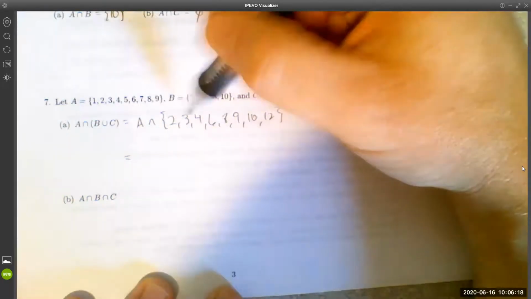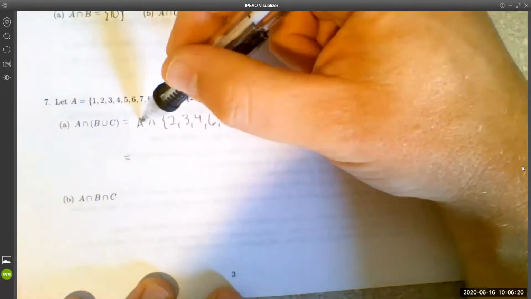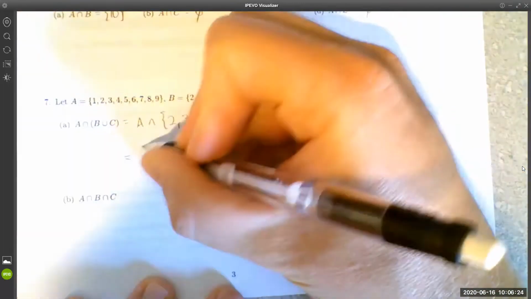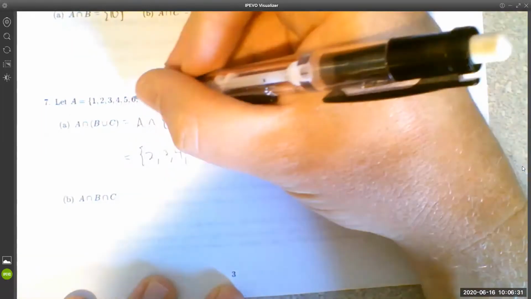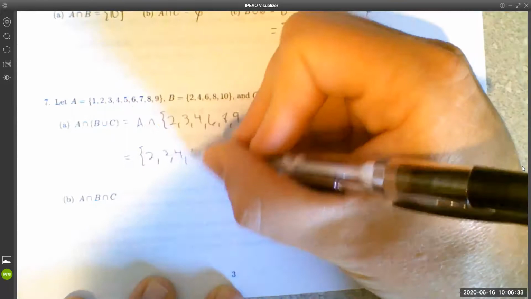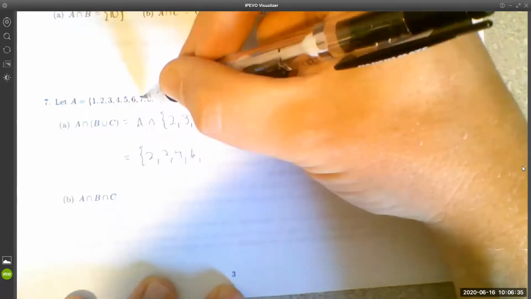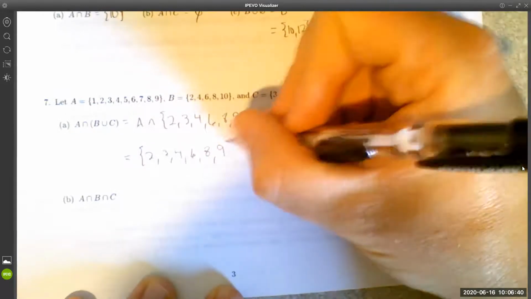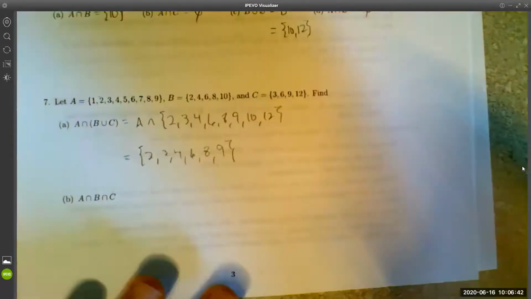So what does this set and A have in common? Well, they don't have a 1 in common. They have a 2 in common, though. 3 in common. They have 4 in common. They don't have 5 in common, but they have 6 in common. They don't have 7 in common, but they have 8 and 9 in common. So that's my final answer on that one. That's a 3, in case you couldn't tell.